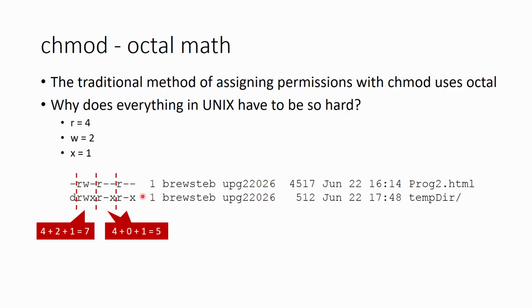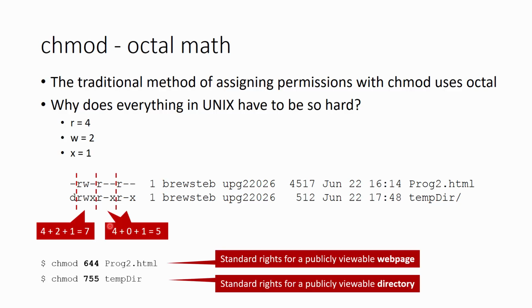For the group and all others, here I have only read and execute set. So execute's 1, read is 4, 4 plus 1 is 5. So my permissions for that particular program2 file might be 755. All right, so looking at some typical permission sets here. For a publicly viewable web page, you might set it to 644. And 644 means that as the owner, I can read and write that file. I don't need to execute it because it's an HTML file. But for the group and others, the only thing I want them to do is to be able to read it. So I don't need them executing on the directory.